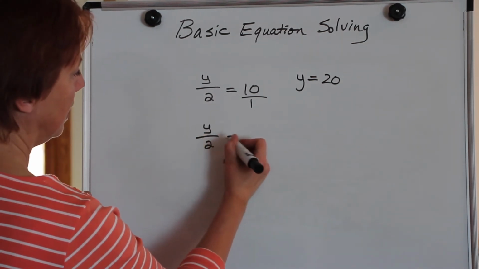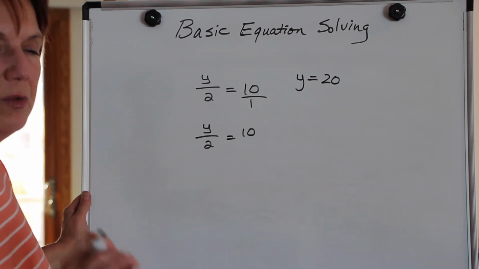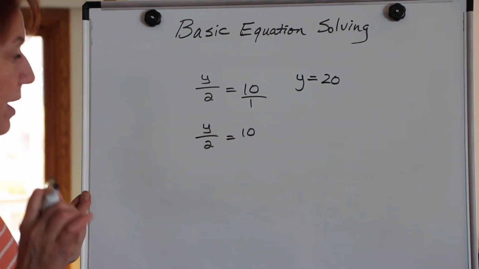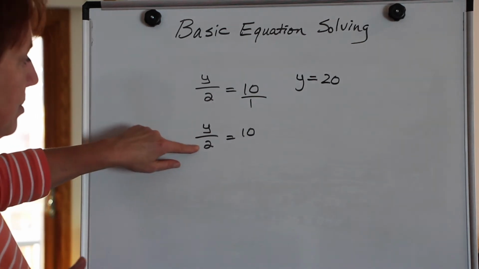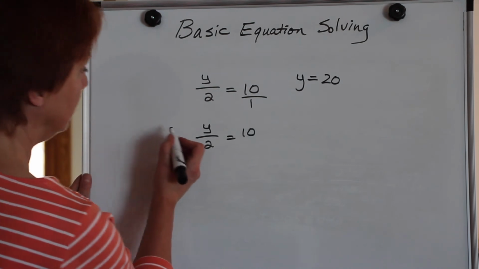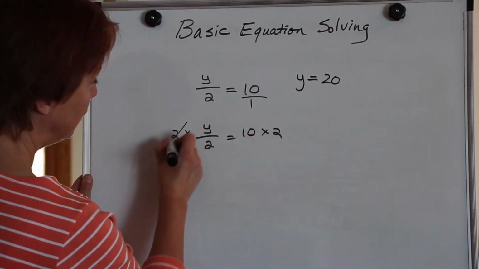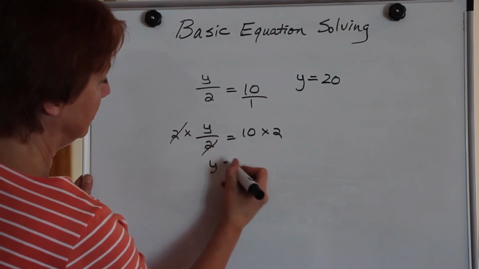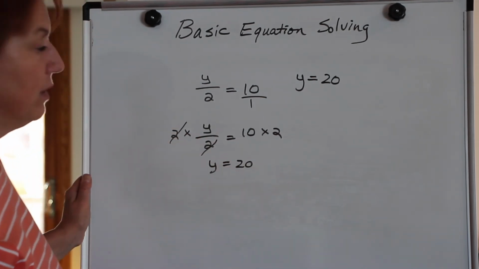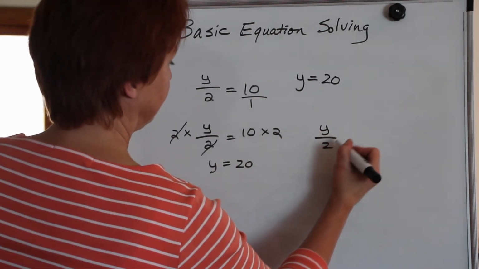You could say, okay, I'm going to multiply both sides of the equation by 2. Remember that what you're undoing is division. So to undo division, you multiply. The reason we're multiplying by 2 is because if I multiply both sides by 2, this 2 goes away. And that's what I need, because I need y to stand by itself. And so I get 20. Another way of looking at this.